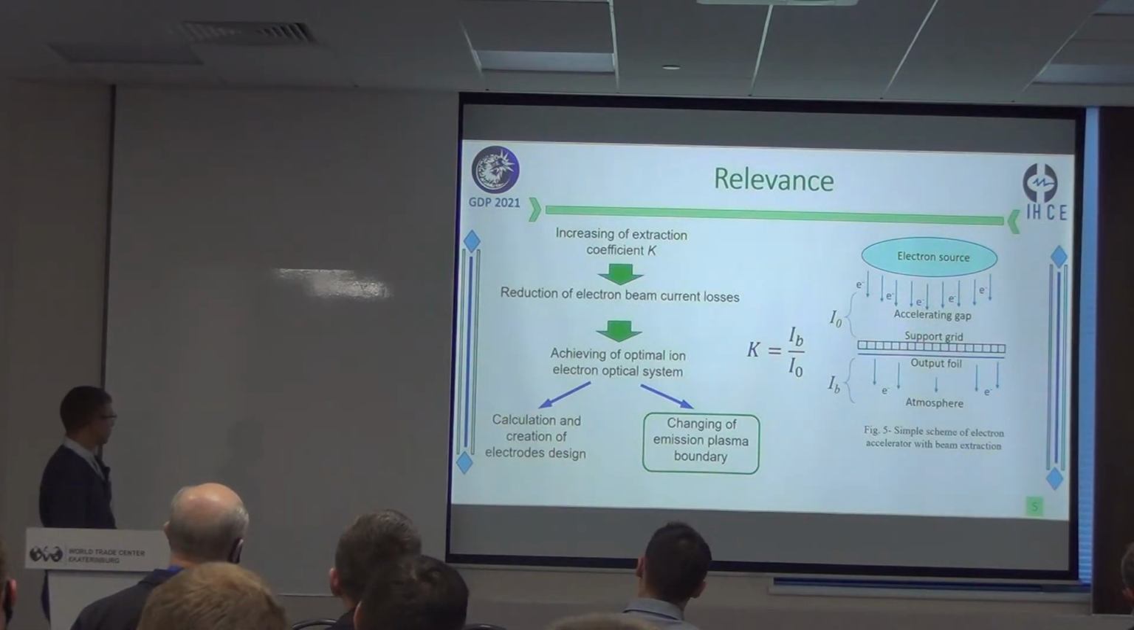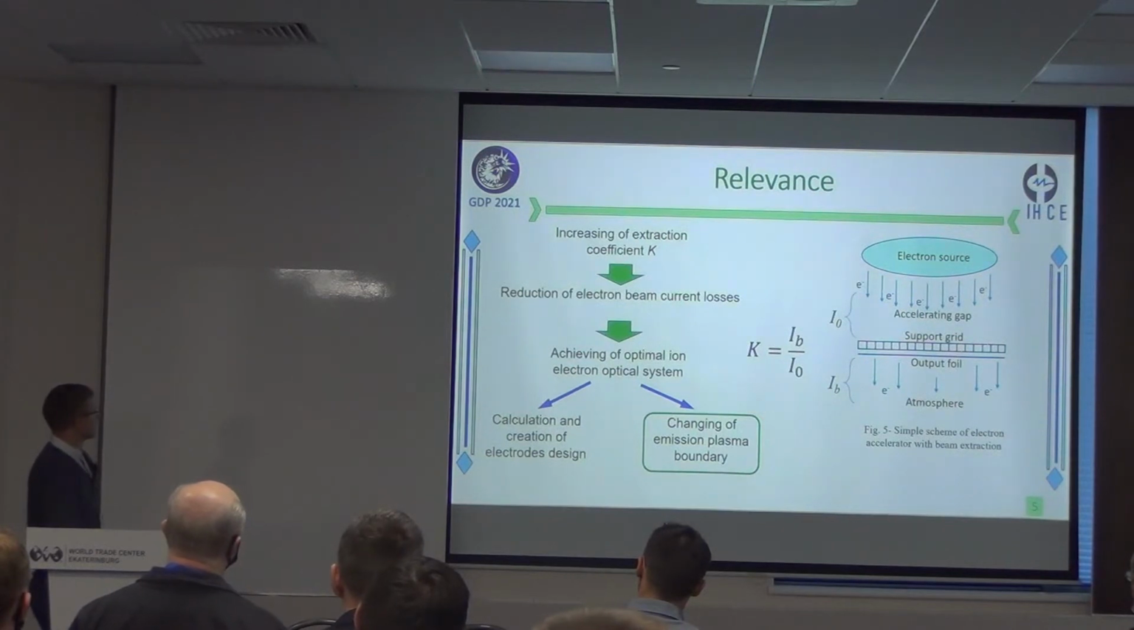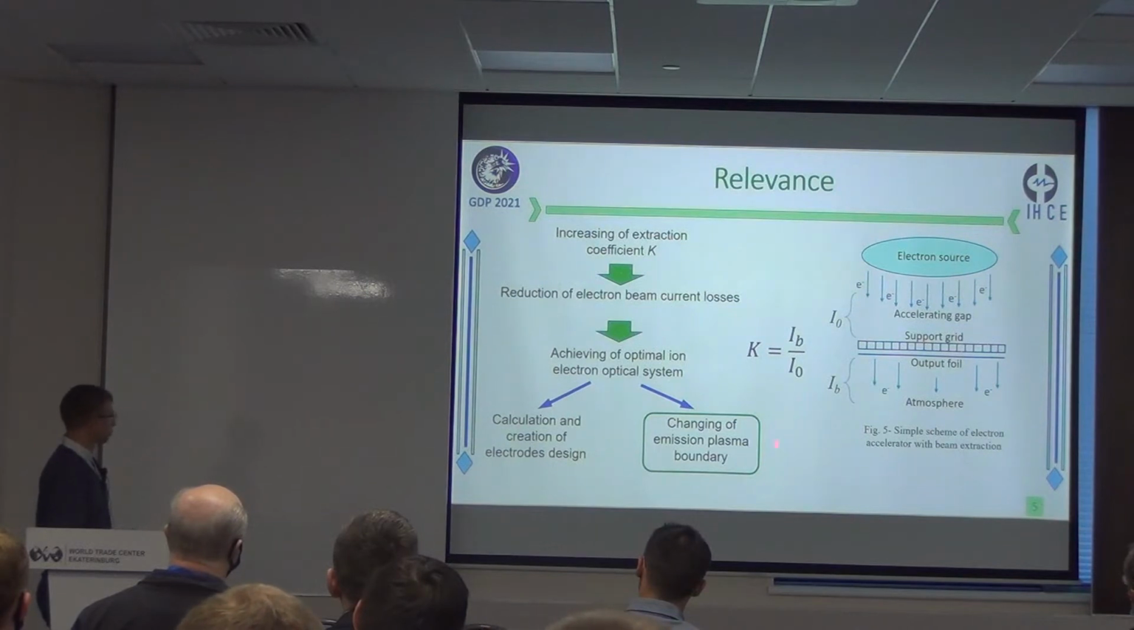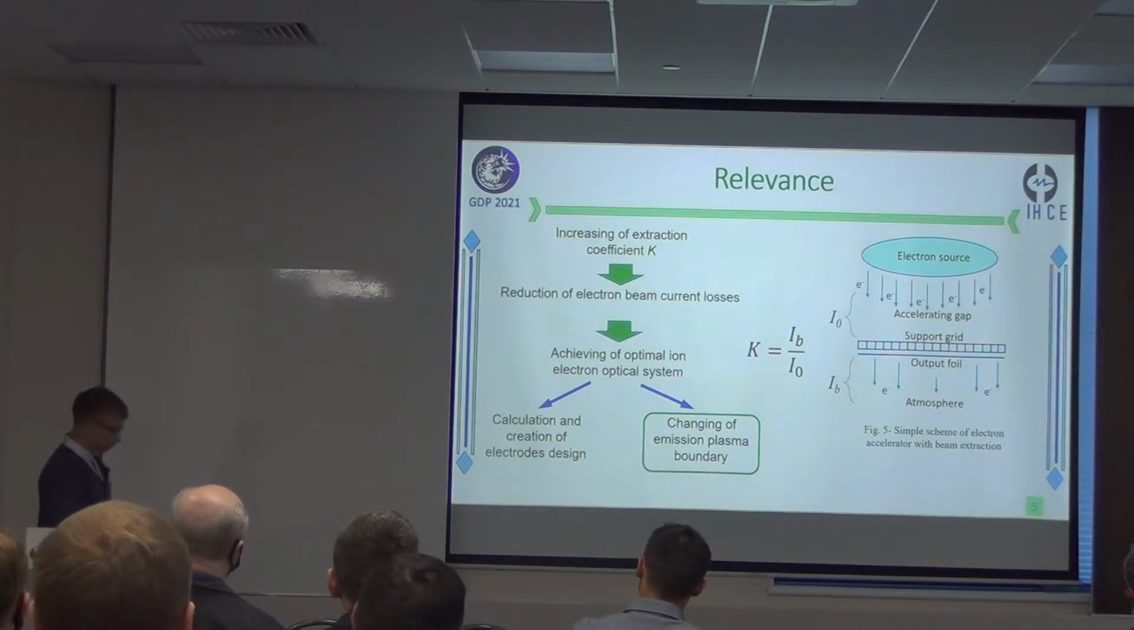The first method is difficult and makes it possible to create a high extraction coefficient only in a narrow range of operation pressures and at certain conditions of beam generation. That is why we have chosen changing of the emission plasma boundary for increasing the extraction coefficient.